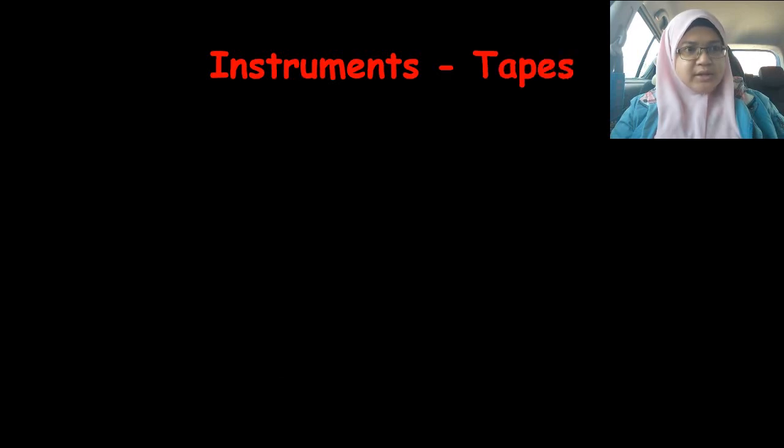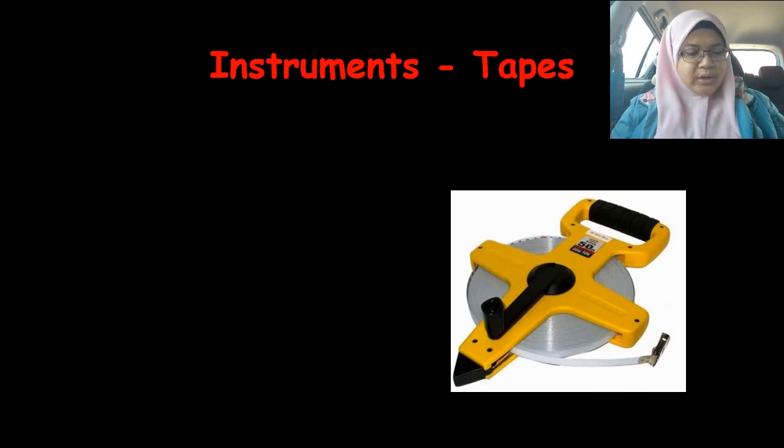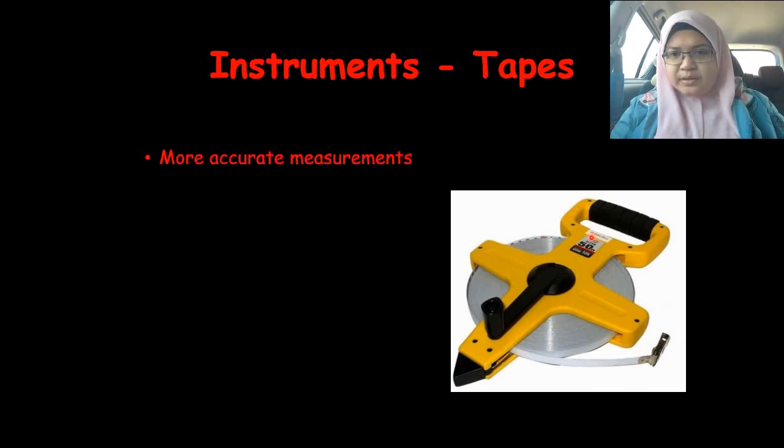Apart from chain, we can also measure distance by using a tape. It is used when more accurate measurements are needed. So this is the tape here. When we need a more accurate measurement, we will use tape, because compared to a chain, they don't have a scale. It's just one link, two links, and so on. But if you use tape, we have 1 cm up to 1 millimeter. So when more accurate measurement is needed, we will use tape.